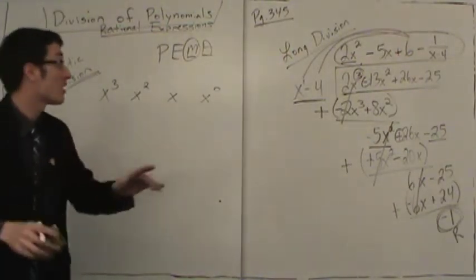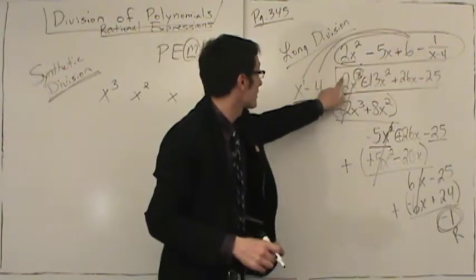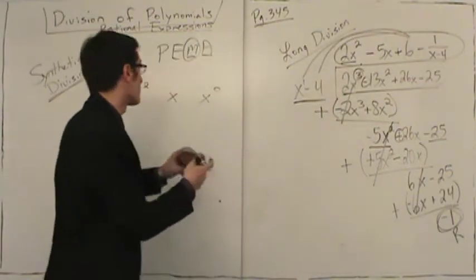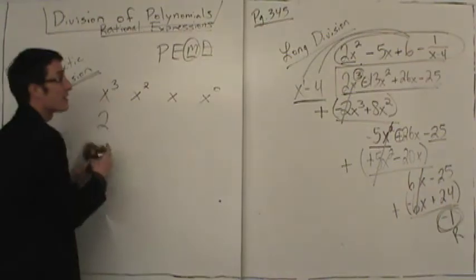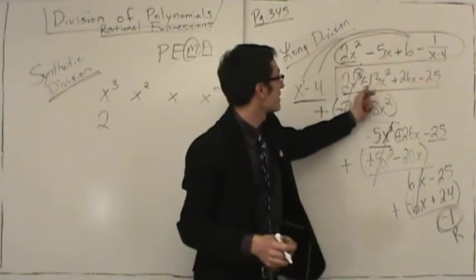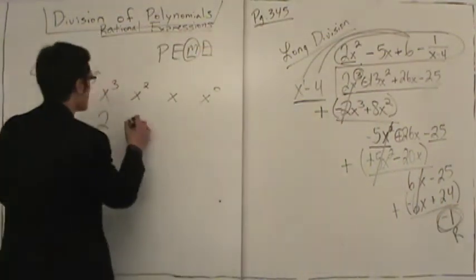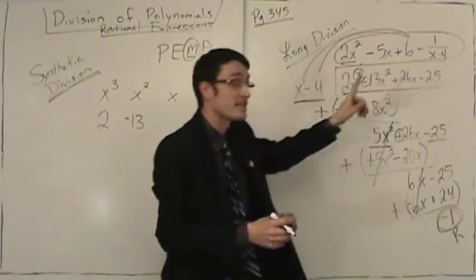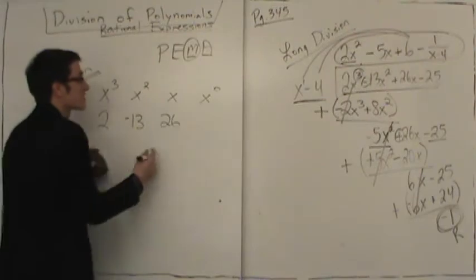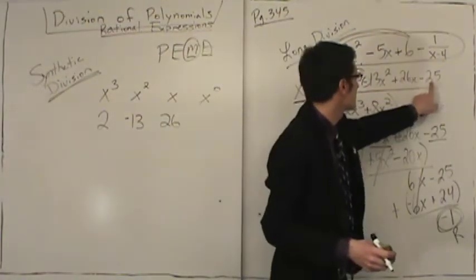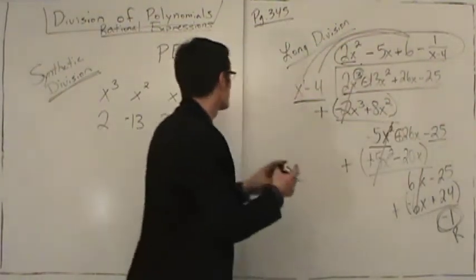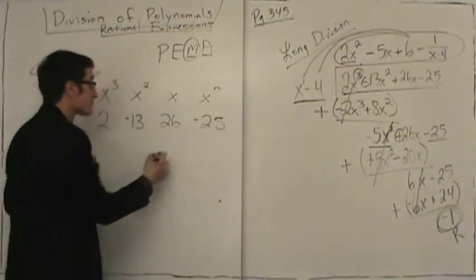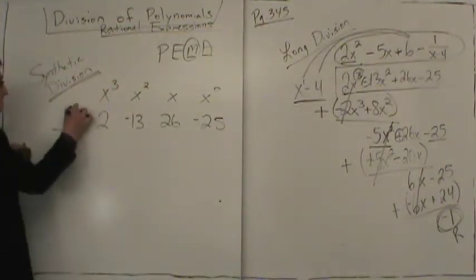And now we put in our constants. What's in front of our x to the third term? Well, you have a 2. So we're going to have 2 underneath the x to the third. And we have a minus 13x squared. So what's in front of the x squared term? This is a minus 13. Now, what is in front of your x term? Hopefully you say 26. So we have 26, and what is our constant? Our x to the 0, or our constant term, is negative 25. This goes here.